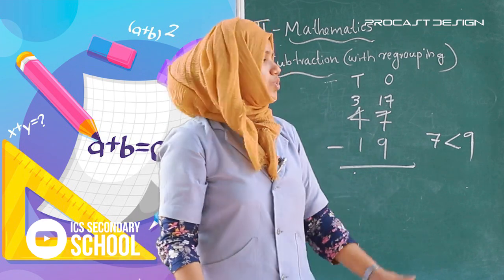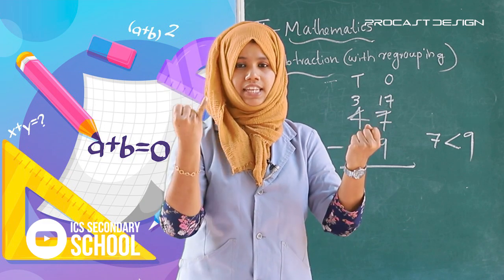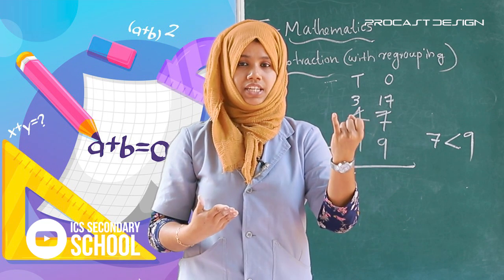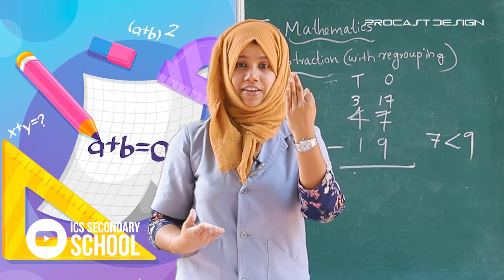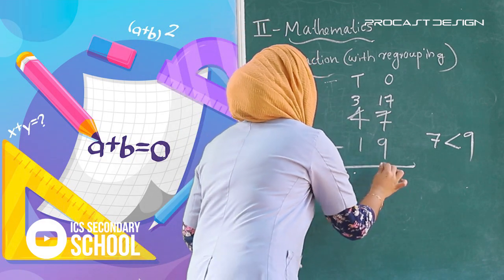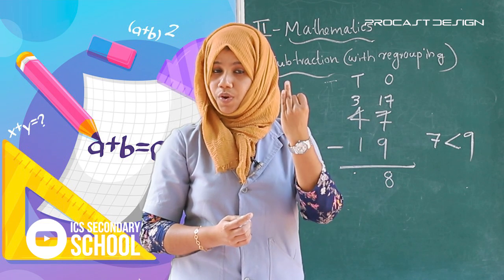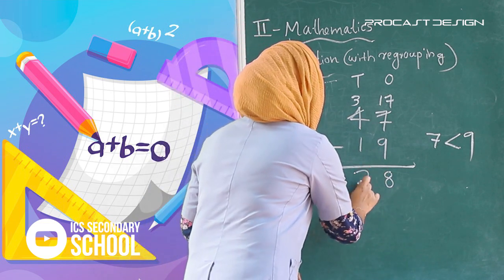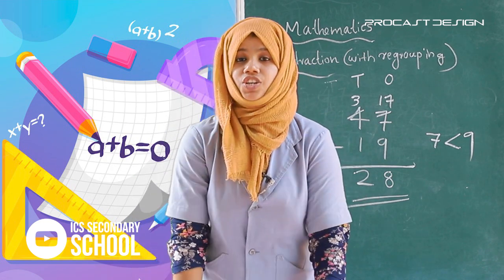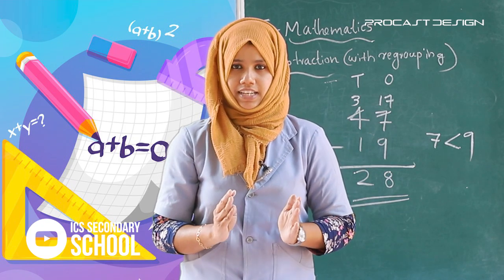So 17 minus 9. After 9 we can count: 10, 11, 12, 13, 14, 15, 16 and 17. We get 8. Next, 3 minus 1 is 2. So the answer is 28. This is the method of subtraction with regrouping. Is it clear? Okay.